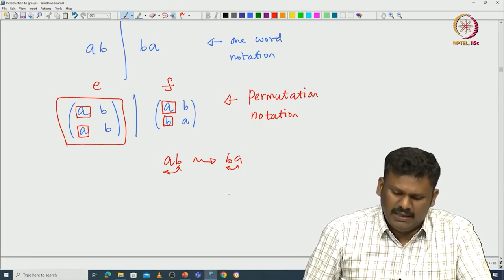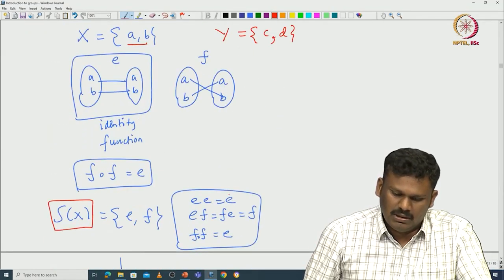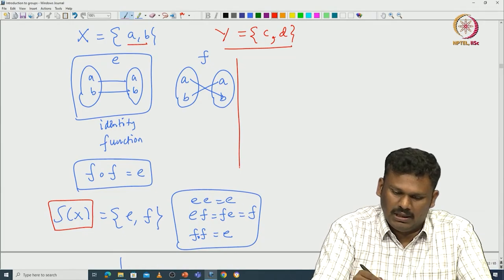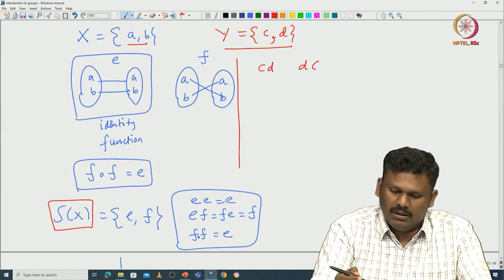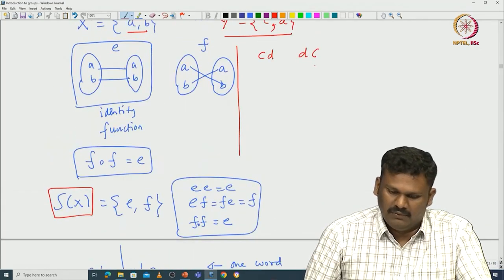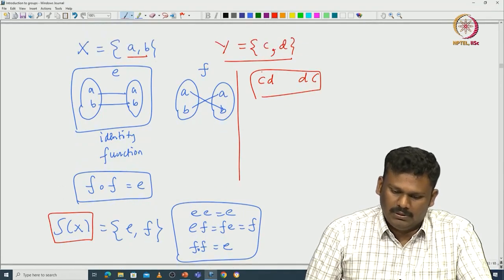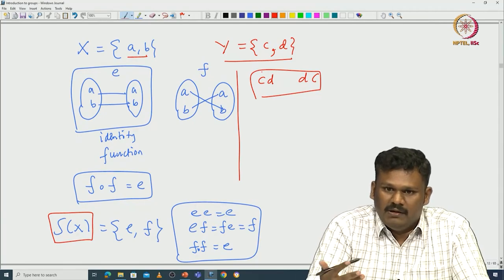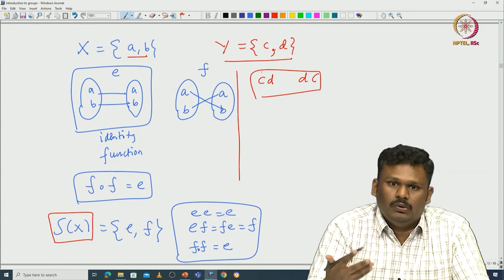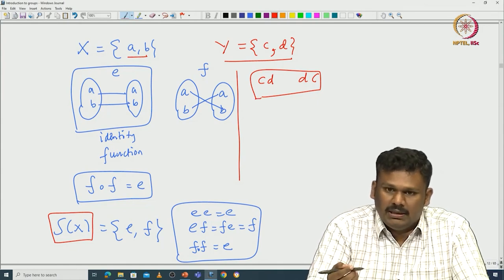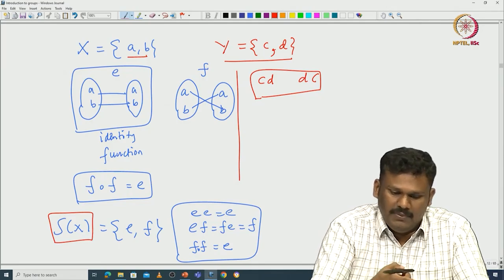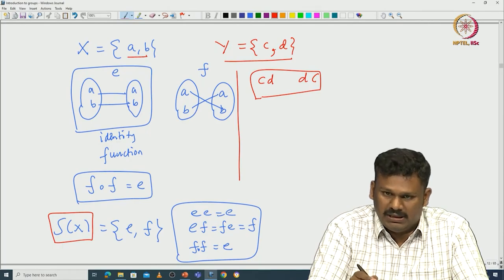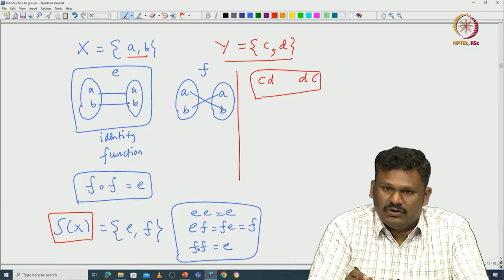For example, the same thing I can do with CD also. If I look at all the possible functions here, using any of these notations, for example the one line notation, it will be CD and then DC. Basically it's the same as AB and BA. There is no difference between them. That means the abstract group behind this is not actually changing. This is something we will make more precise; this is what is called isomorphism between groups. Intuitively it is clear that the way the group acts on AB or CD is the same. The identity element keeps the first position as it is and the second position as it is. This element F just switches the first position and second position.